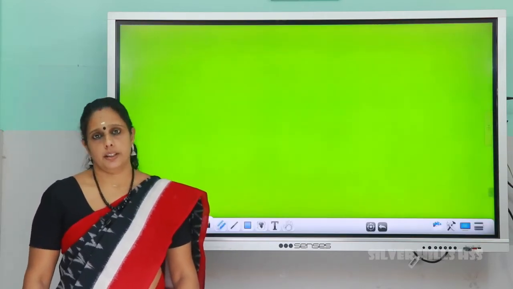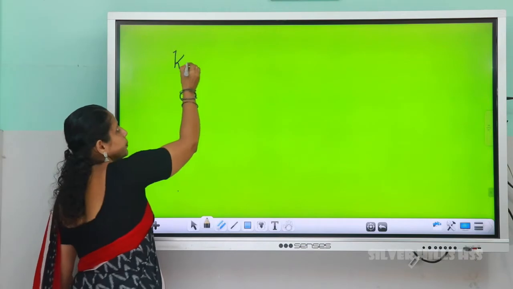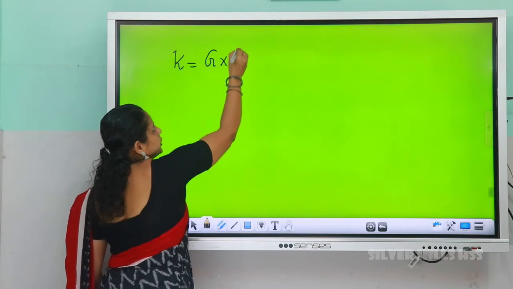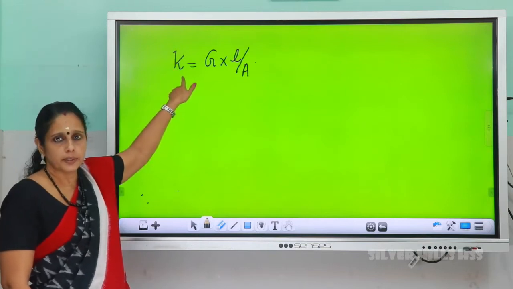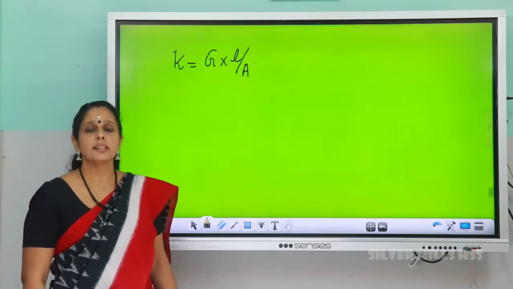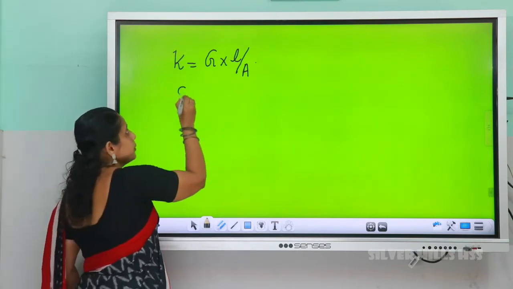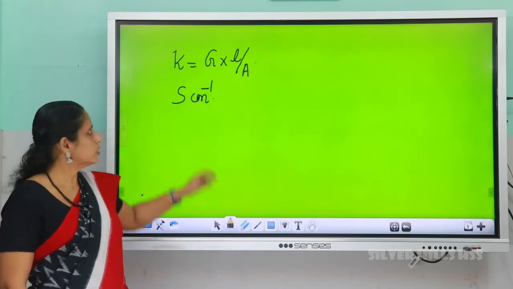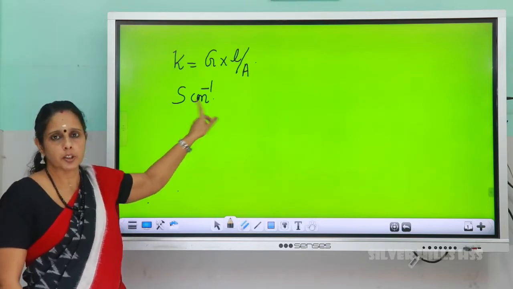The conductivity represented by kappa is given by the expression kappa is equal to G into L by A, where kappa is the conductivity, G is the conductance, and L by A is known as the cell constant. And the unit of conductivity is Siemens centimeter raised to minus 1. So, conductivity, the unit is Siemens centimeter raised to minus 1.